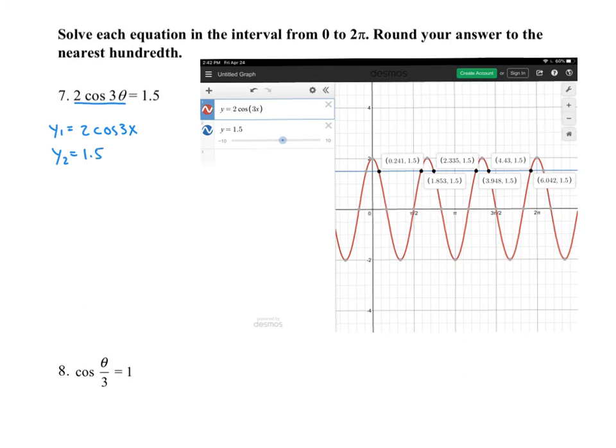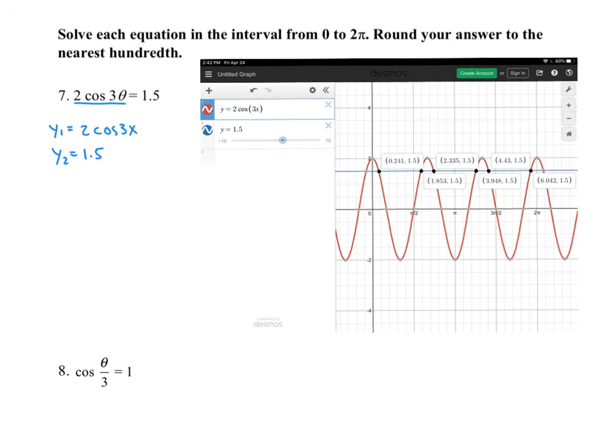Or in Desmos, you can see I put both of those equations in. Y equals 2 cosine 3x and y equals 1.5. And y equals 1.5 is a horizontal line. And what we're going to find is, where do those two graphs intersect? And those x values are going to be our answers.